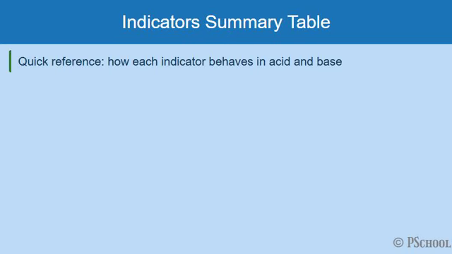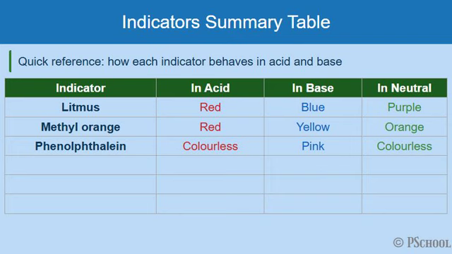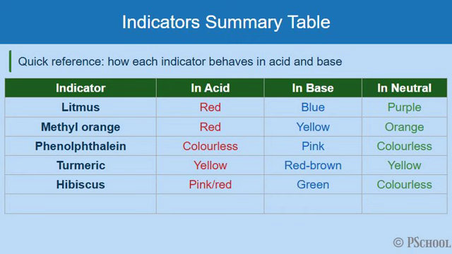Quick reference: how each indicator behaves in acid and base. Litmus: red in acid, blue in base, purple in neutral. Methyl orange: red in acid, yellow in base. Phenolphthalein: colorless in acid and neutral, pink in base. Turmeric: yellow in acid, red-brown in base. Hibiscus: pink or red in acid, green in base.